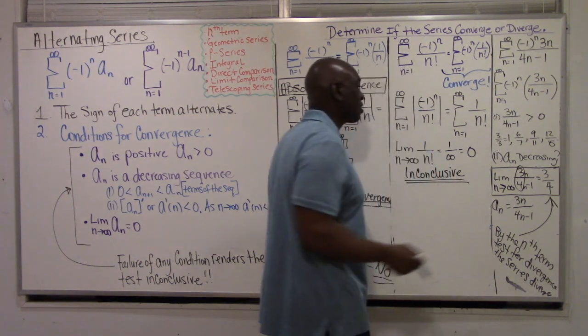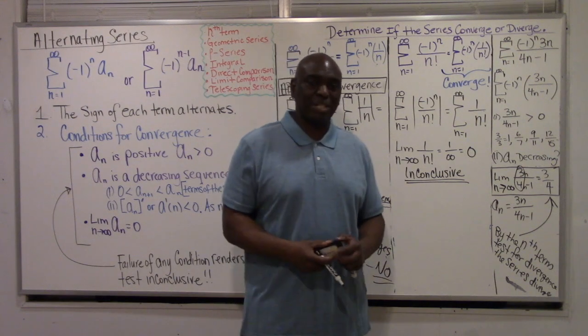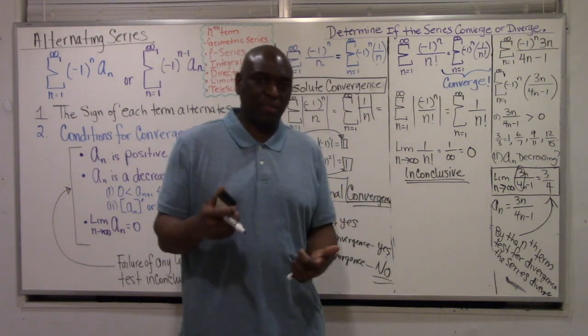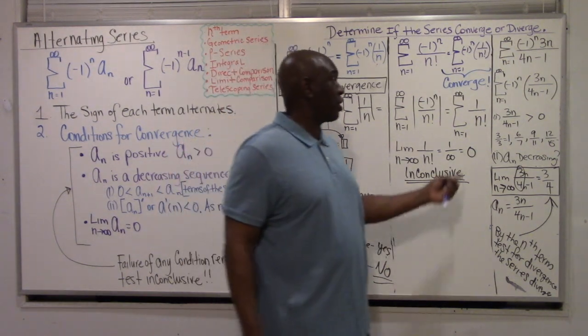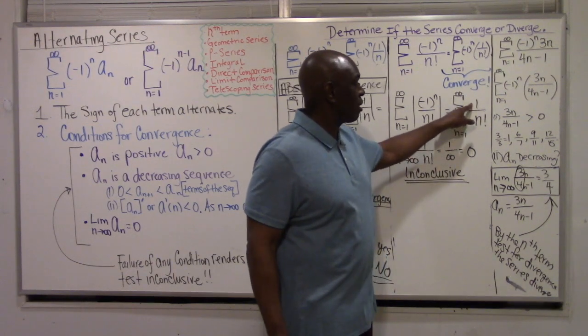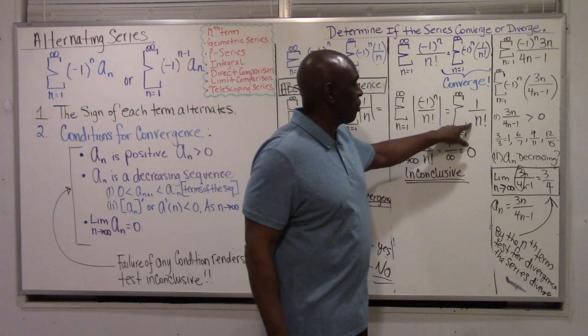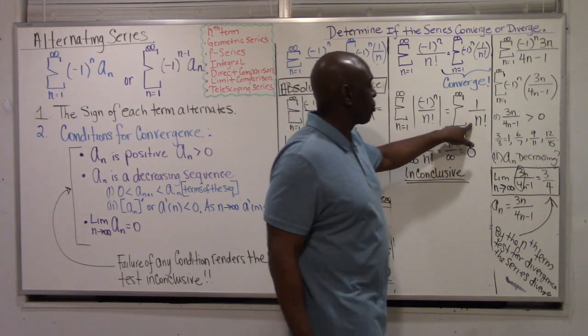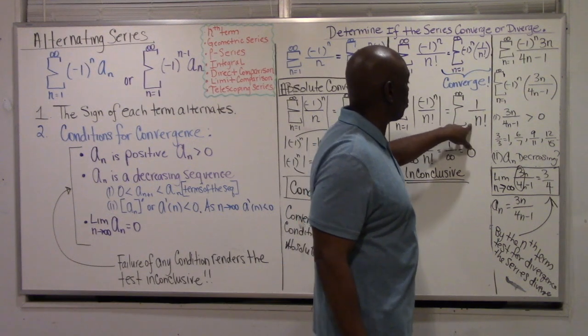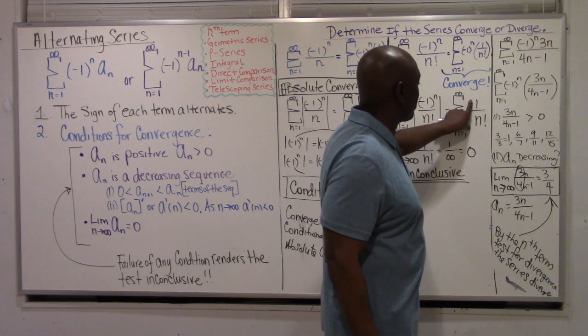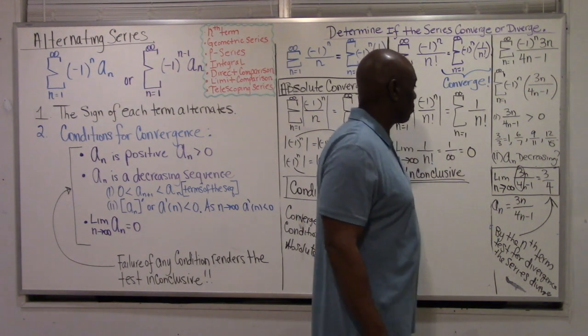That test is inconclusive, so that's not telling me whether it converges or diverges. Furthermore, you could use the growth factor here. You have a polynomial over factorial, and the growth factor also says that it goes to 0.